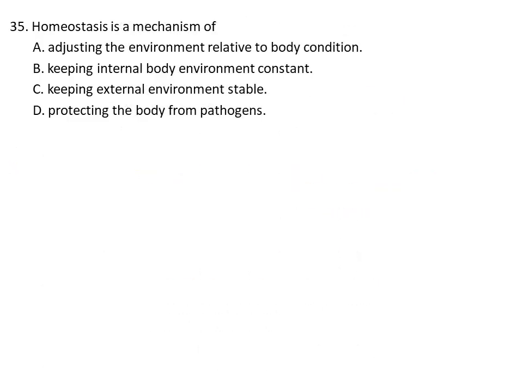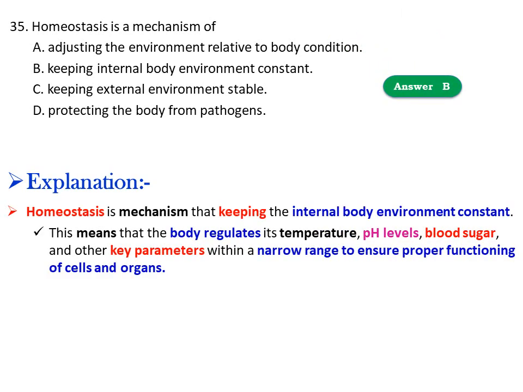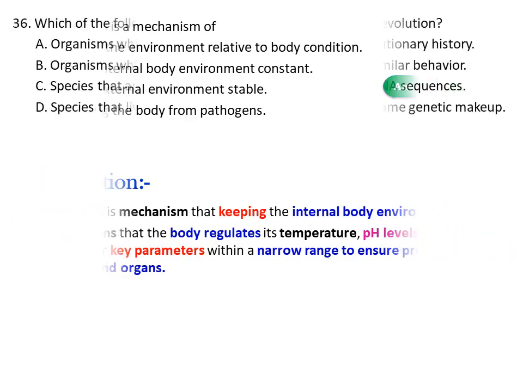Question number 34. Homeostasis is a mechanism of keeping the internal body constant. So that should be B. Homeostasis is a mechanism that keeps the internal environment constant. This means that the body regulates its temperature, pH levels, blood sugar, and other key parameters within a narrow range for proper functioning of the cells and organs.